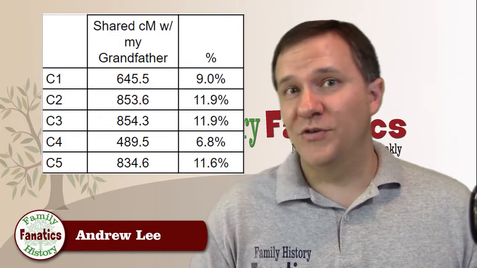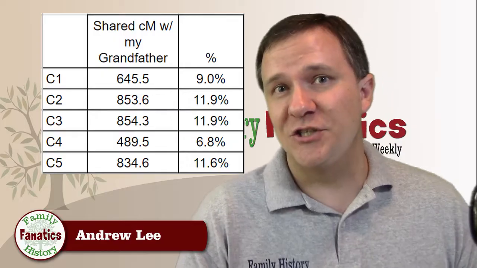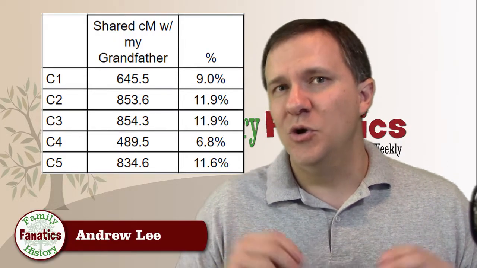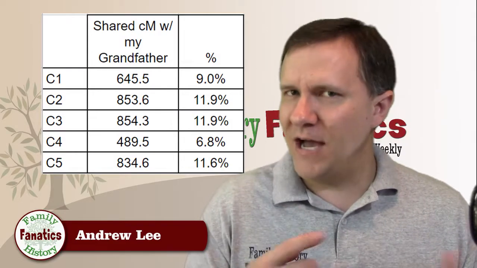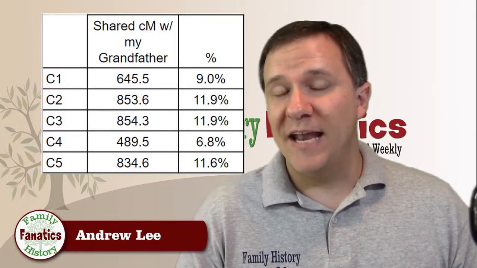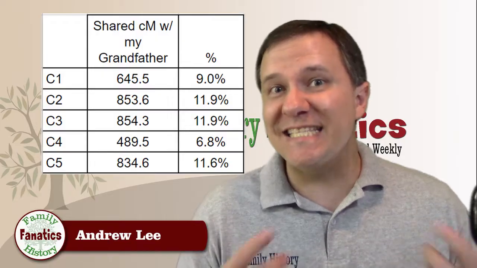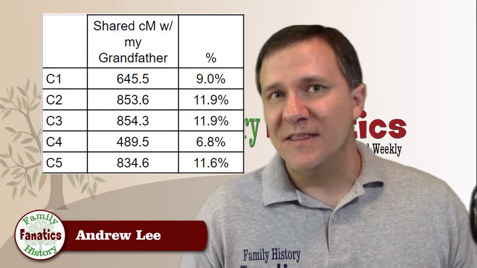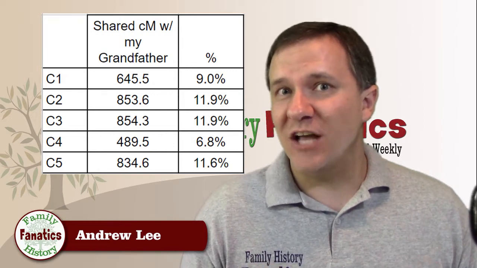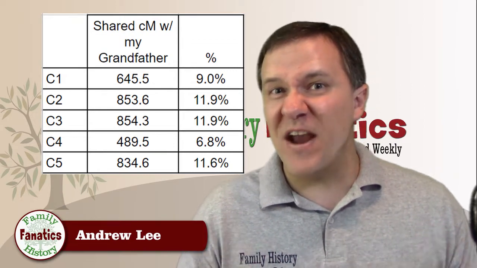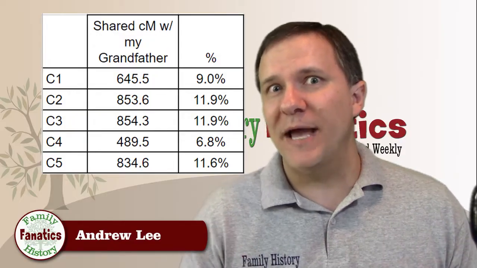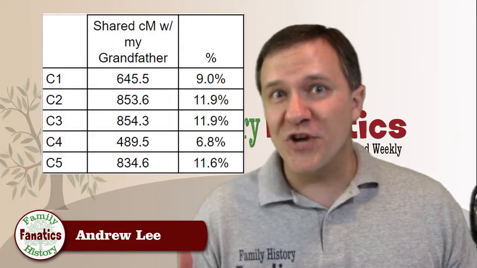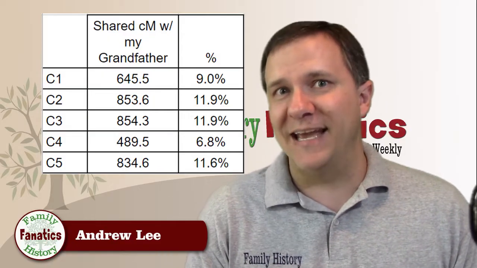But here are the results, and you can see that my 3rd child shares the most DNA with my grandfather, and not my 2nd child, who shared the most DNA with my father. On the flip side, my 4th child shares the least amount of DNA with my grandfather, and in fact, the amount of DNA that child shares with my grandfather is on the very low end of what Blaine Bettinger shows is the range for this. So my 4th child is a real outlier in that case.